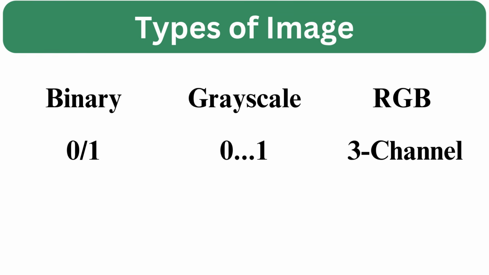So the image could be of three types. It could be binary, grayscale or RGB. The binary image has only two pixel values, 0 or 1. The grayscale image has values ranging from 0 to 1. And the RGB image has three channels and each channel has its own value. And when these channels are stacked upon each other, it shows us a colored image.